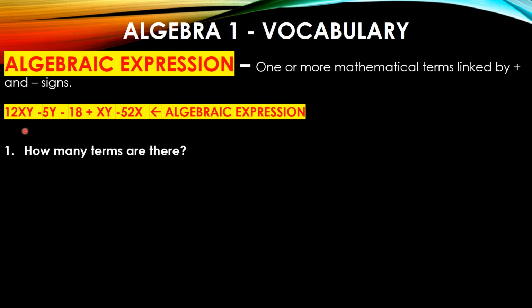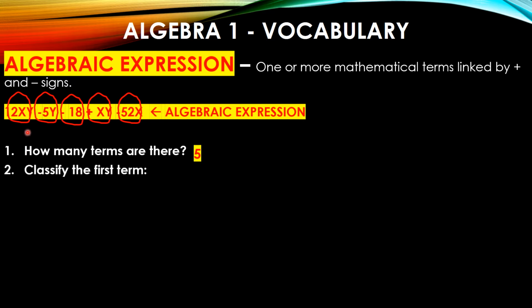So here's my first term. It's 12xy. And I've got a minus sign, so there's my second term, negative 5y. And I've got a minus sign, so my third term is negative 18. Then I have plus xy, so that is my fourth term. And then finally I've got minus 52x, which is my fifth term. So I've got 5 terms in this big long algebraic expression. There's 5 of them. Let's classify the first one.